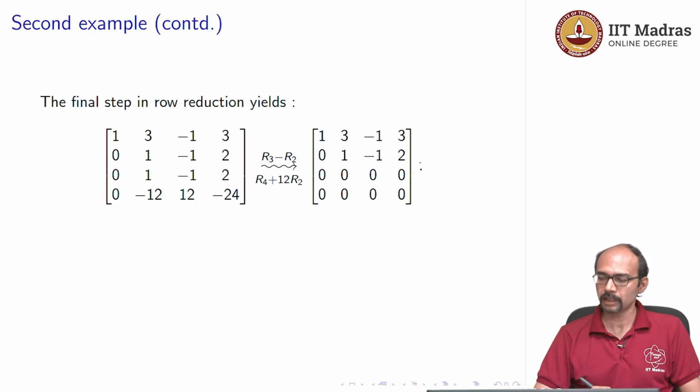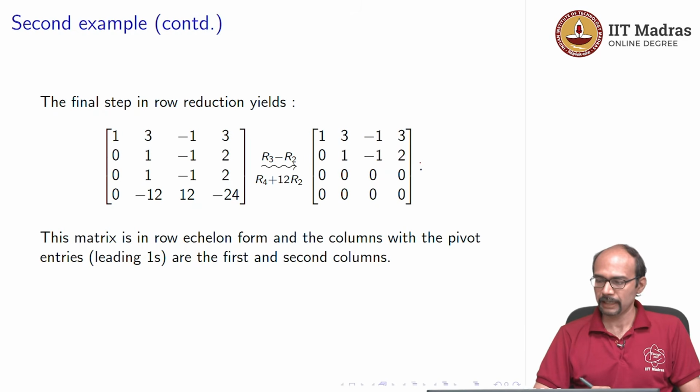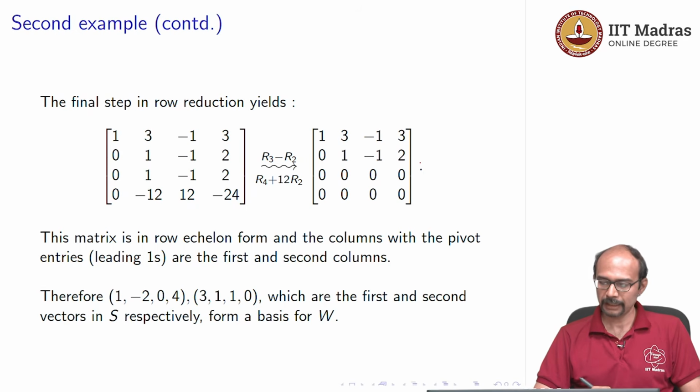So, this matrix is now in row echelon form, and the pivot elements, that is the leading ones, are in the 1 1 and the 2 2th positions. So, in particular they are in the first and the second columns respectively, and so what we got is that the first vector and the second vector in your original spanning set, which was 1, -2, 0, 4 and 3, 1, 1, 0, they form a basis for W. Okay. So, this is the method, the column method of doing it.